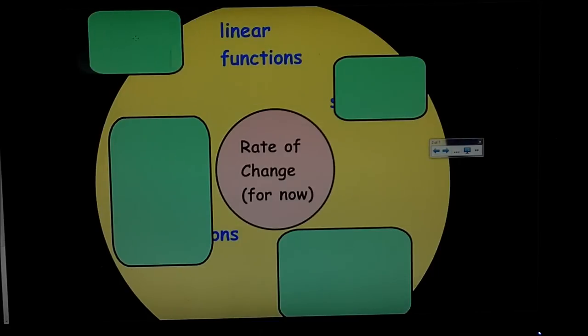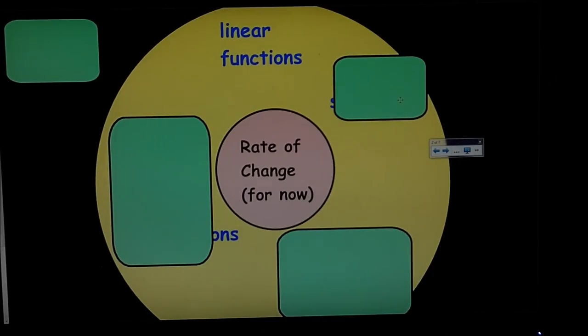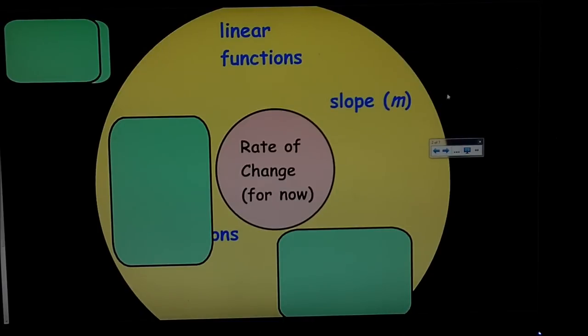First of all, rate of change for now is only going to apply to linear functions. Remember, linear in our last video meant a straight line. Another word for rate of change is called slope, which is represented by the variable m. In Algebra 1 and in 8th grade, slope will become a very, very big deal.